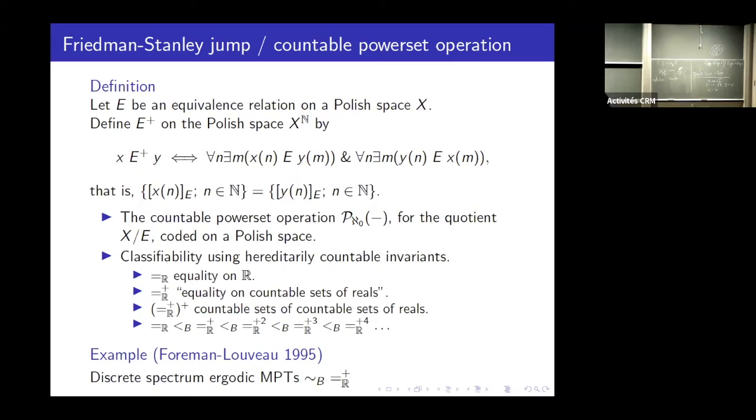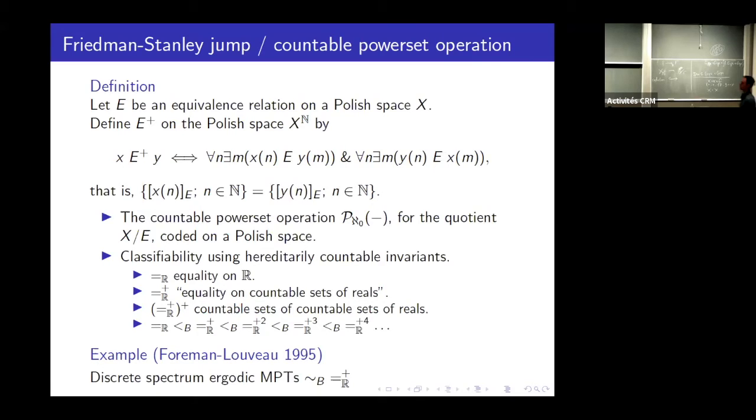And of course, this is very intuitive, very natural in definable set theory, but these things also show up in natural classification problems. The Helmholtz-von Neumann theorem I mentioned at the beginning, about discrete spectrum ergodic measure preserving transformations, where countable sets of numbers naturally appeared in their classification. Foreman and Louveau show that in this context, it's actually equivalent to this equality plus, the equality on countable sets of numbers. So this is not just abstract, but also motivated by concrete examples of classification.